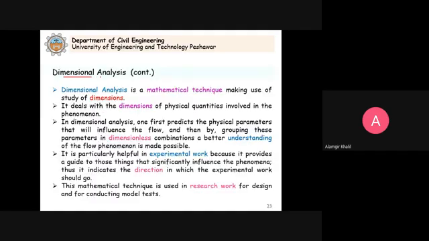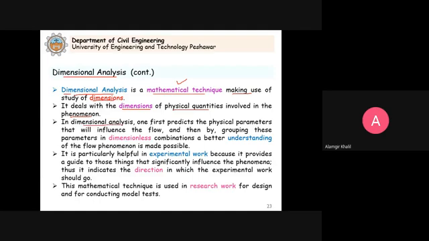So we will continue with this dimension analysis. I have just come up to here and from here we will continue in the next class. Dimension analysis is a mathematical technique making use of the study of dimensions. So it is just a mathematical technique. We play with the dimensions of the physical quantities and we analyze the problem. We have different methods to do it. It deals with the dimensions of the physical quantities involved in phenomena.